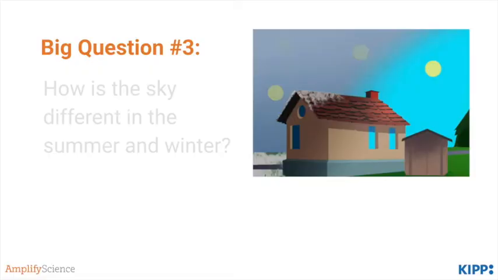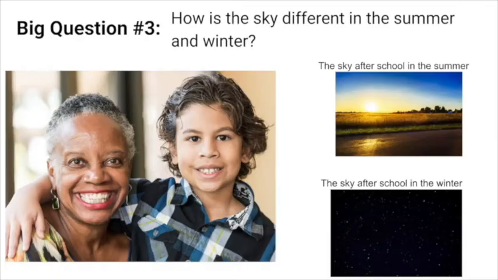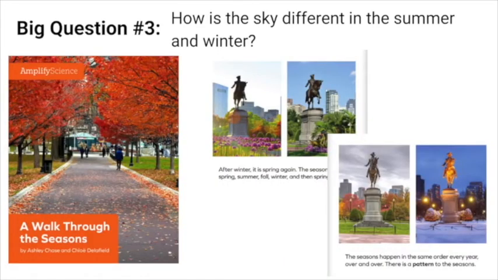On to big question number 3. How is the sky different in the summer and winter? Now that we've answered Sai's first 2 questions, Sai is wondering why sometimes when he calls his grandmother right after school, the sun is still out, but other times when he calls her right after school, for example in the wintertime, it's nighttime. So the sun actually seems to set at different times. Students read the book A Walk Through the Seasons in order to collect evidence about this question.